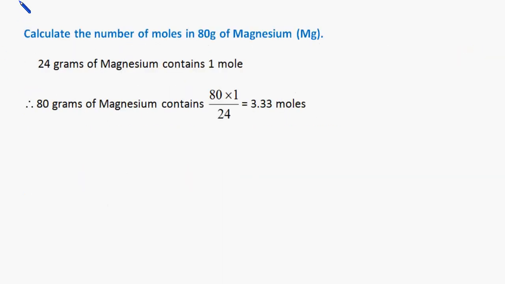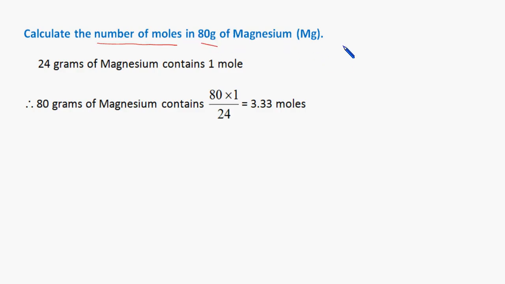Now let us look at this example. Calculate the number of moles in 80 grams of magnesium. Now remember I said, try not to learn off any formula. You just need to read the question and try to understand what they are asking. So they want number of moles. Now, whenever you have a mole question, whatever they are asking needs to be on the right-hand side of your statement. So we have moles and we have mass in grams.